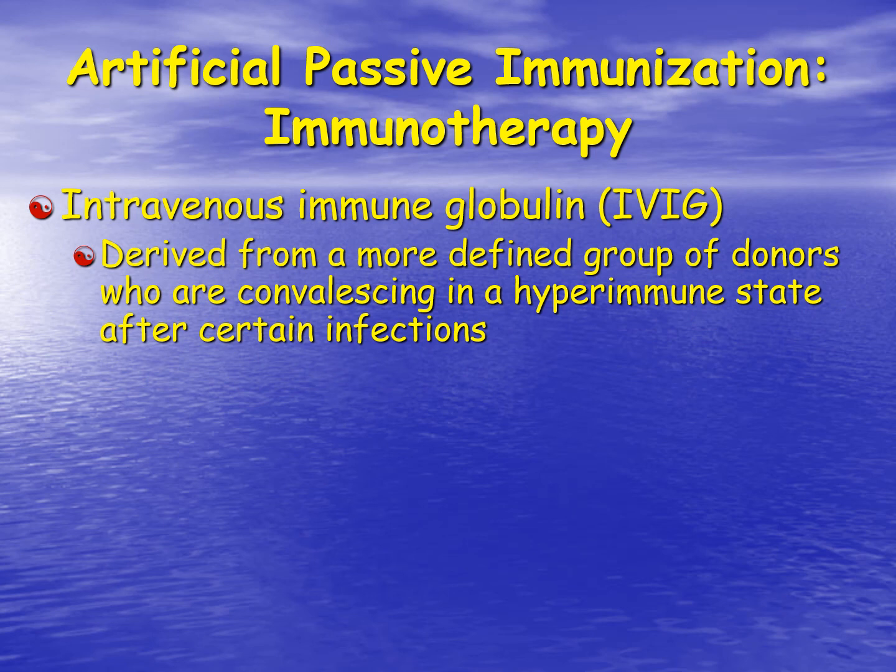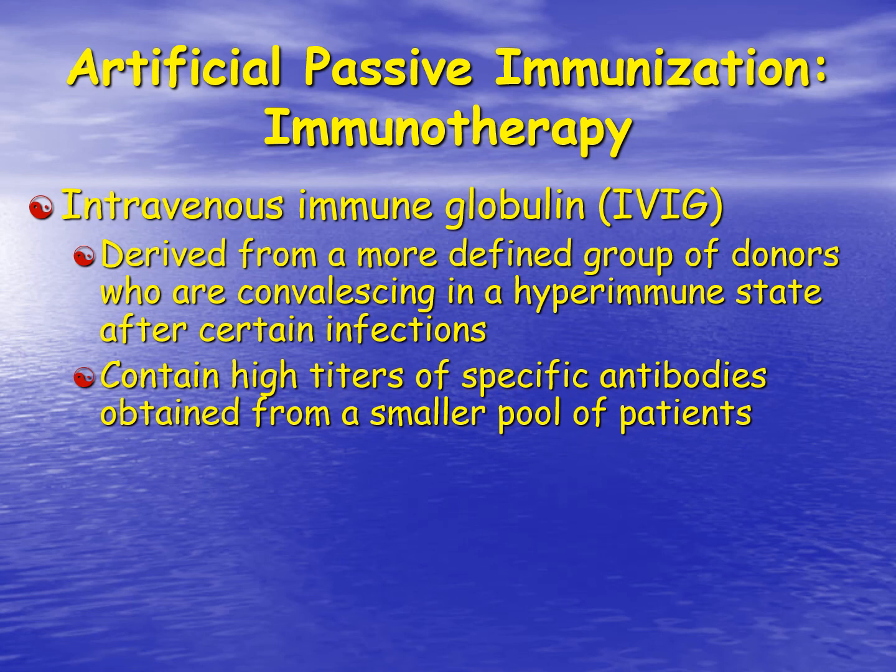So IVIGs can actually be derived from a more defined group of donors who are convalescing in a hyperimmune state after certain infections. So one way that we treated some of the Ebola patients was actually the doctor that was treating Ebola patients in Africa came down with Ebola, and was brought back to the United States. We actually took his blood and extracted the antibodies that were made to the Ebola antigen. And we used that concentrated serum with his antibodies to treat other patients that had Ebola.